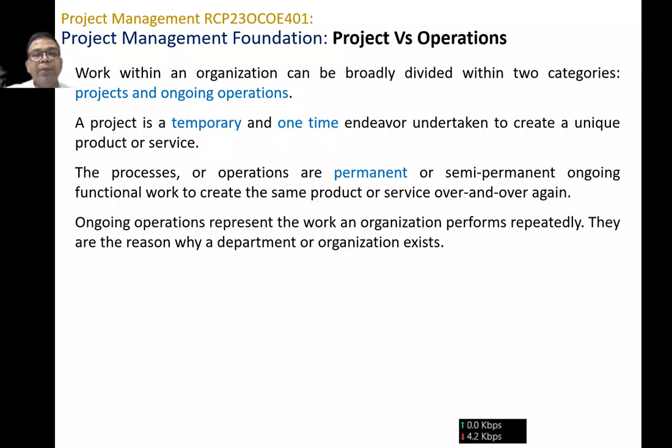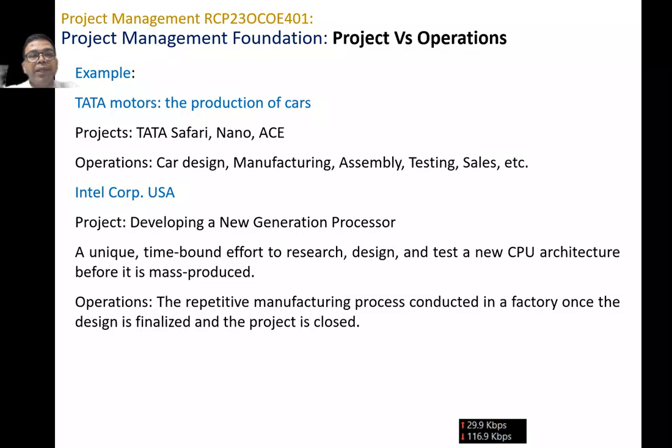Work within an organization can be broadly divided into two categories, projects and ongoing operations. A project is a temporary, one-time endeavor undertaken to create a unique product or service. The processes or operations, on the other hand, are permanent or semi-permanent, ongoing functional work to create the same product or service over and over again. Ongoing operations represent the work an organization performs repeatedly. They are the reason why a certain department or organization exists. We will understand this more through some examples.